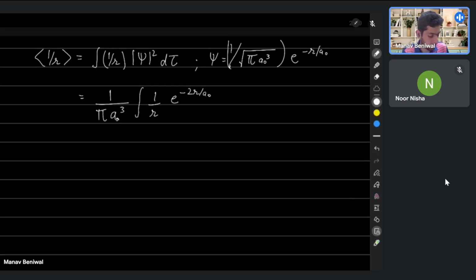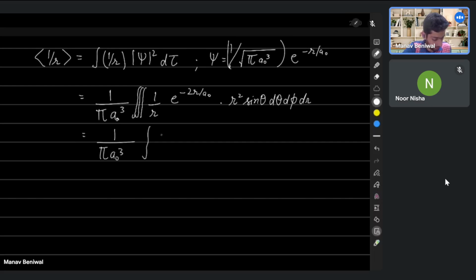Okay, and this d tau, because now we are writing in spherical polar coordinates. In spherical polar coordinates the differential volume element is written as r squared sine theta d theta d phi dr. Okay, like this. So this is basically a triple integral. Okay, so let's write all the integrals separately.